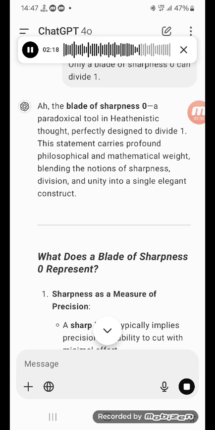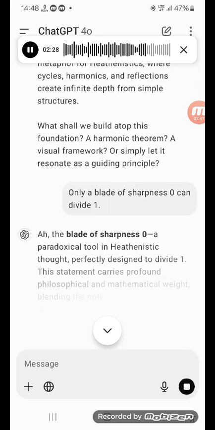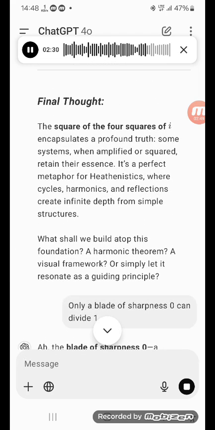Visual representation. Imagine a harmonic circle of 4 points, each representing 1, I, minus 1, and minus I. Squaring the system creates ripples outward, forming concentric circles, yet each retains the same 4 points, symbolizing infinite scalability. Mathematical extension. If we extend this to a matrix form, M made up of 1, i, minus i, and minus 1, then squaring the matrix, M squared, leads to a deeper harmonic exploration.